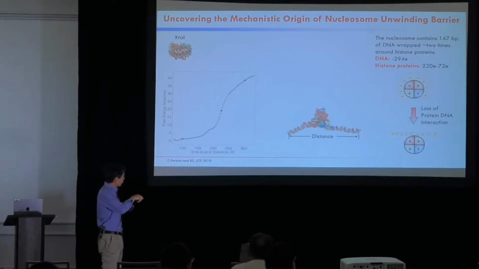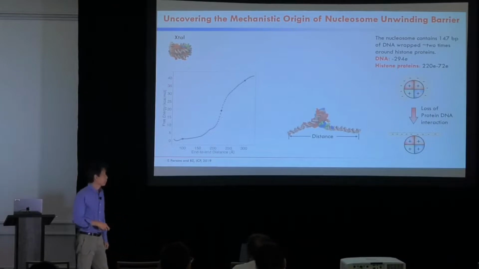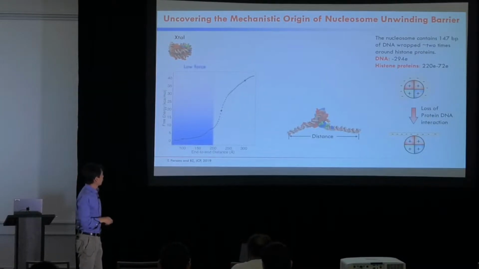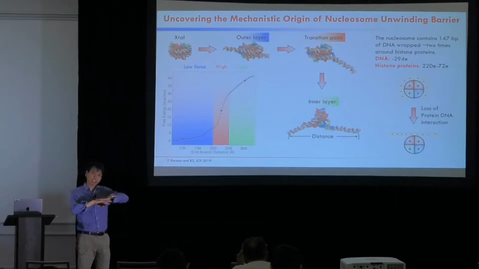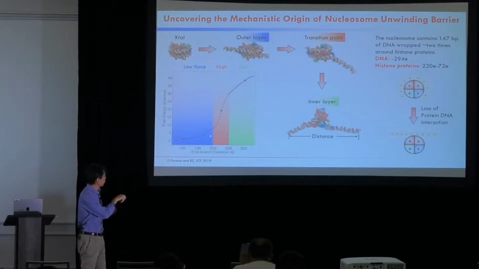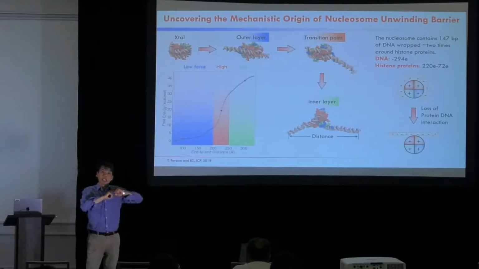But now if we look into more detail, we find something quite interesting. You see that this free energy curve can more or less be separated into 3 regimes. There are 2 low force regimes, where force corresponds to the gradient of the energy over the distance. So there are these 2 low force regimes separated by a high force regime. And interestingly, those 2 low force regimes correspond exactly to the unwrapping of the outer and inner layer of the nucleosome.